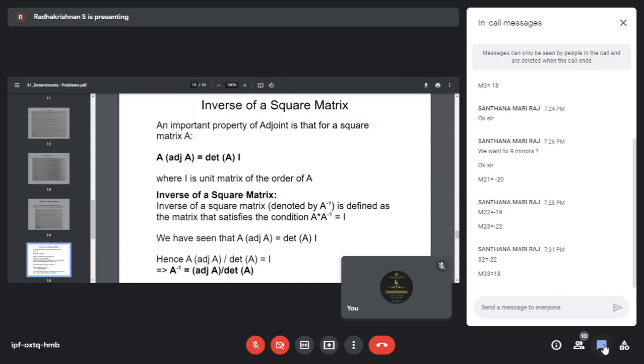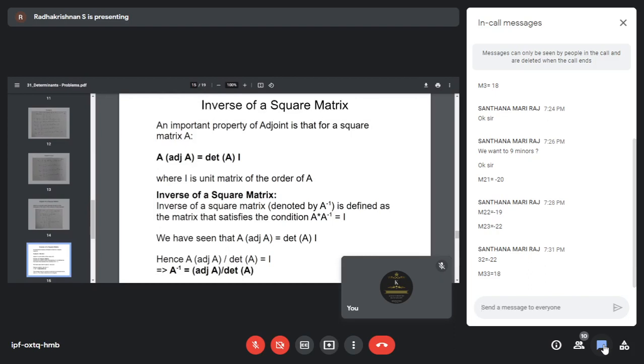Now the important property of the adjoint is A into adj A is equal to determinant of A into I. Okay, this is letter I, the unit matrix, I is the unit matrix of order of A.